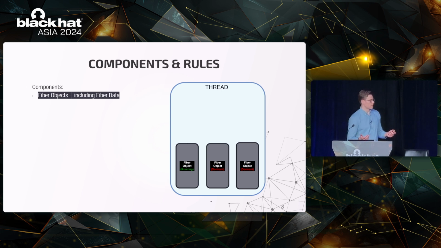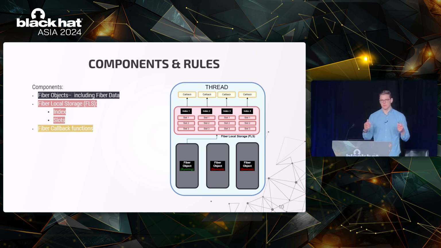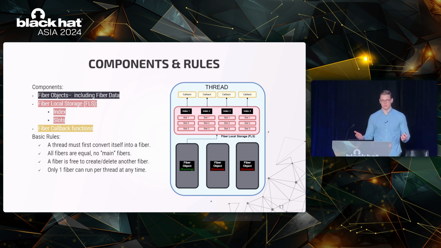So what are the components of a fiber? Well, first we have our fiber object, and this contains our fiber data and context structure. Then we have fiber local storage. Now, this is the functional equivalent to thread local storage, and it allows a fiber to store and retrieve values unique to each fiber based on an index. And then finally, these are tied to callback functions. And these are functions which are executed whenever one of the indexes is freed or the fiber object itself is deleted.